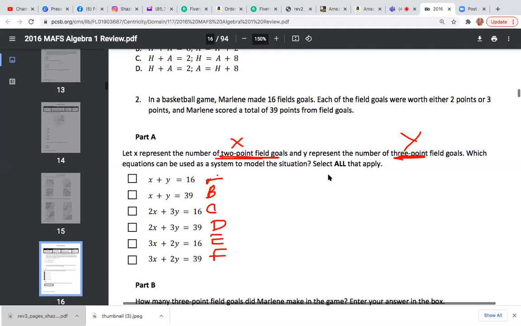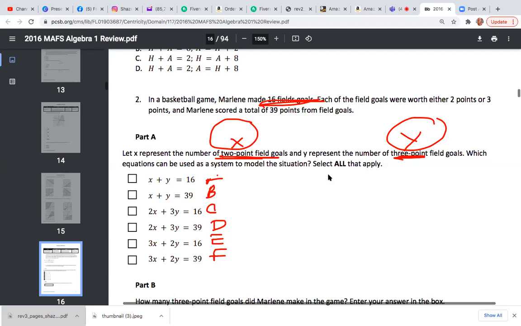So guys, listen, the field goals are made up of the 2-point field goals, which are X, and the 3-point field goals, which are Y, and she made a total of 16 of them. So which equation would say that? Which equation says she made 2-point field goals plus 3-point field goals to add up to 16 field goals? Which one says that?